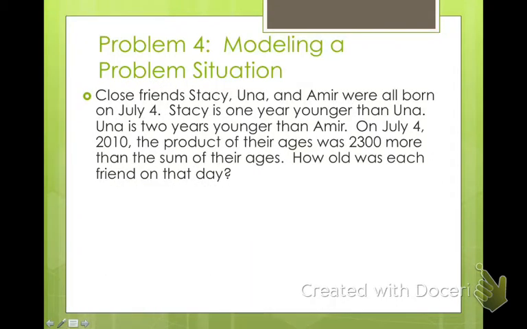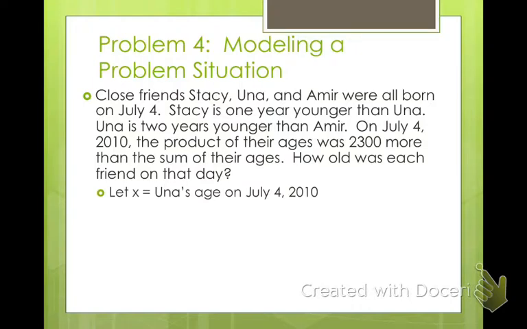Alright, and then modeling a situation. You can go ahead and read through this one. We're kind of running out of time, but this is just like a story problem. Have you ever had those really crazy problems and they want you to find really weird things? Okay, so this is kind of that same thing.